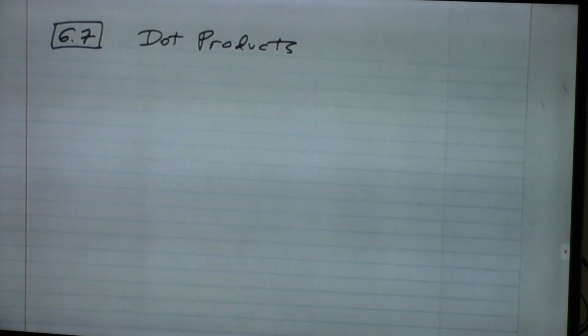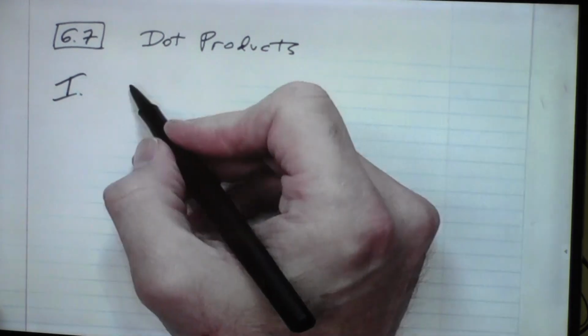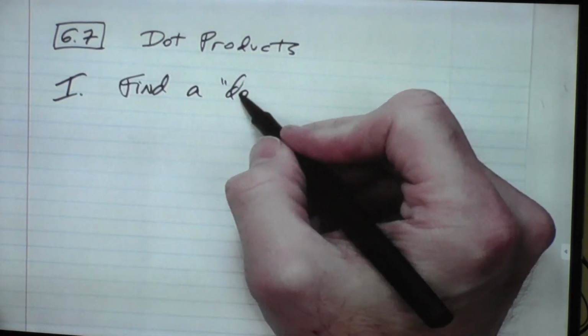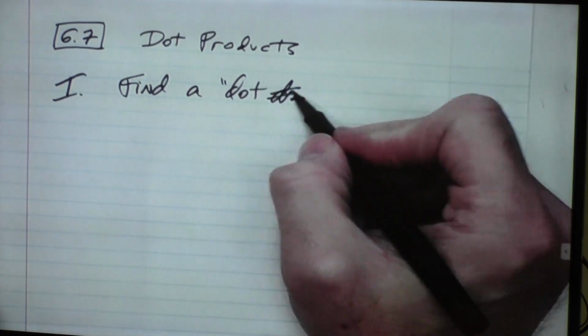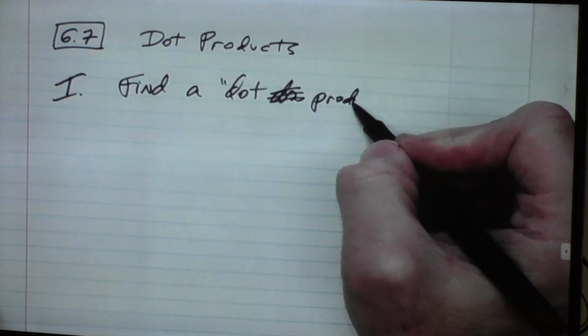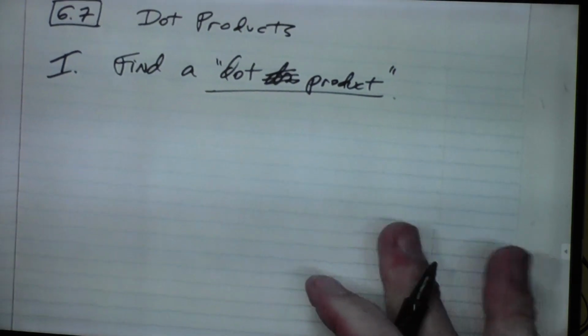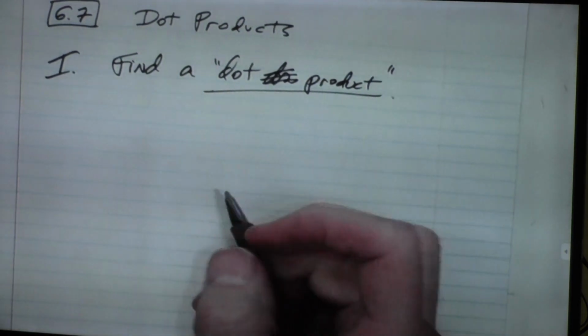So in a way, a dot product is pretty simple. It's just multiplying two vectors. So let's do that. That's the first one of the things that we're going to do, is to find a dot product. That's mathese for multiply two vectors.